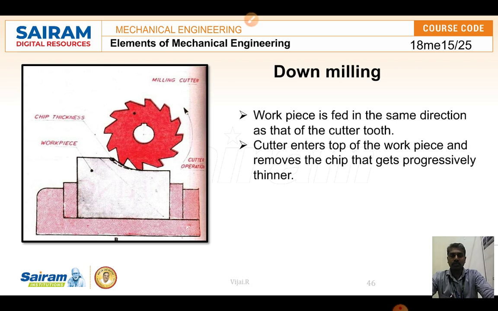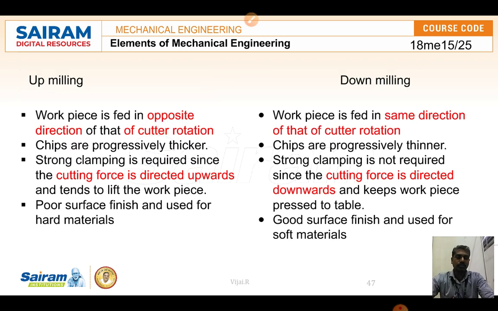Now down milling. Imagine that the multi-point cutting tool is rotating counterclockwise in this picture, and the workpiece is moving in the same direction, from left to right. When the workpiece, which is held in the vise, moves parallel to the same direction as the cutter rotation, we call it down milling. The cutter enters the top of the workpiece and removes the chips, and the chips will be progressively thinner.